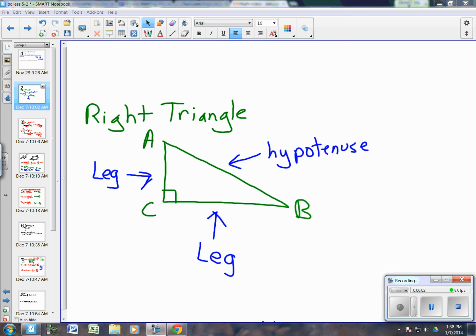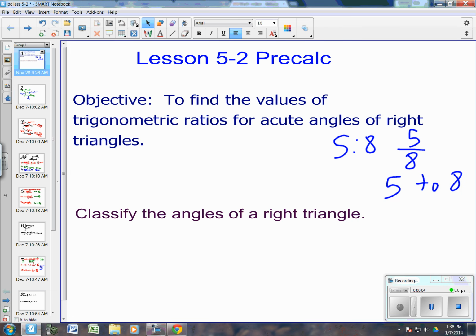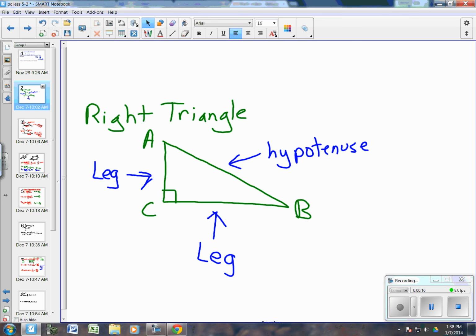And I need, well, let me go back here. That's our objective today. I forgot to turn this on for a second. To find the values of the trig ratios for acute angles of right triangles. And we're talking about right triangles right here.